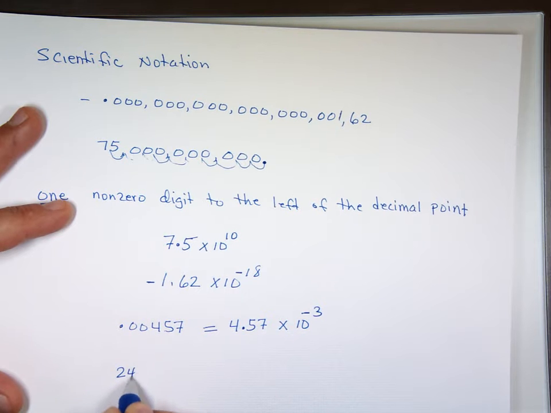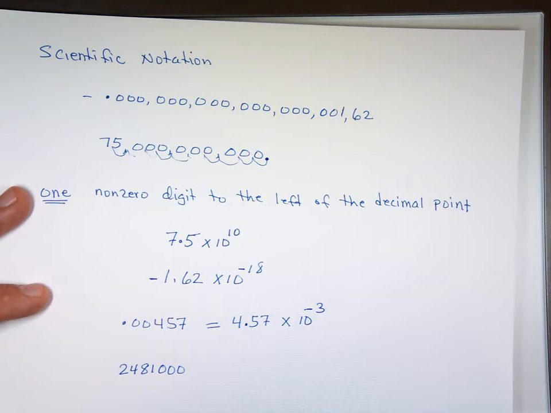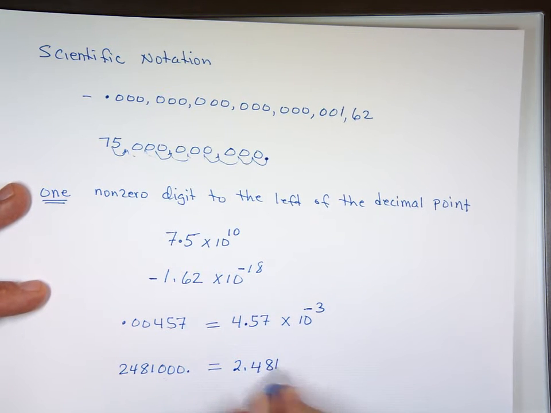Two, 4, 8, 1, 0, 0, 0. To change it to scientific notation, my decimal point right now is at the end. I gotta move the decimal point how many places? 1, 2, 3, 4, 5, 6. That'll be 2.481 times 10 to the power of what? Positive 6.